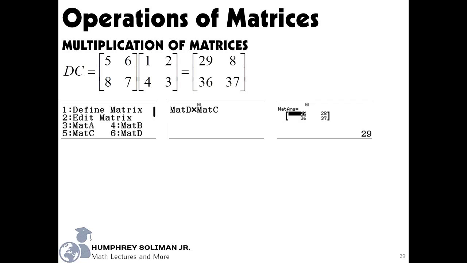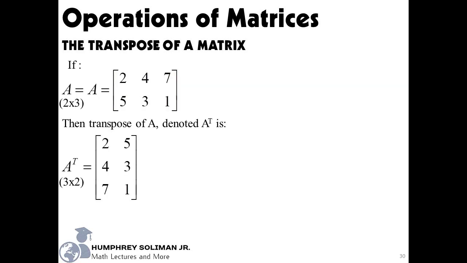Now, what is the transpose of a matrix? This is basically rewriting the first row of matrix A as the first column of the transpose, and the second row of matrix A as the second column of the transpose of the matrix. Therefore, the order of matrix A, which is 2 by 3, will become 3 by 2, for the transpose of matrix A.